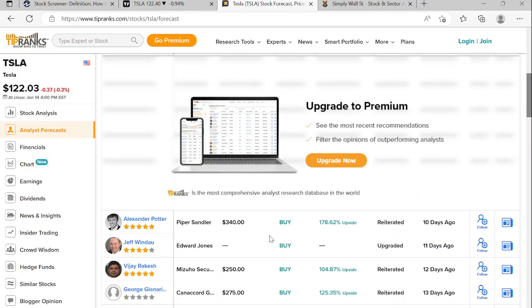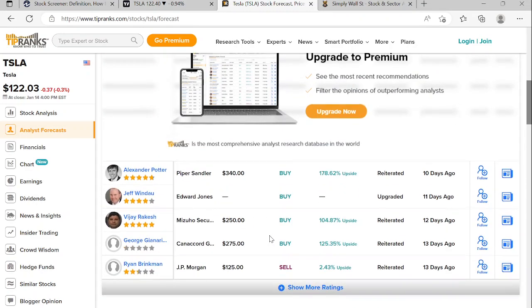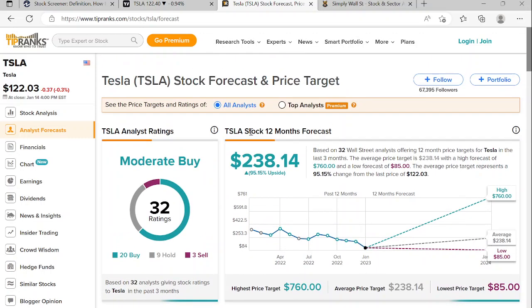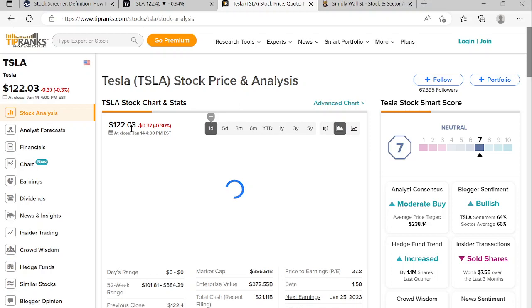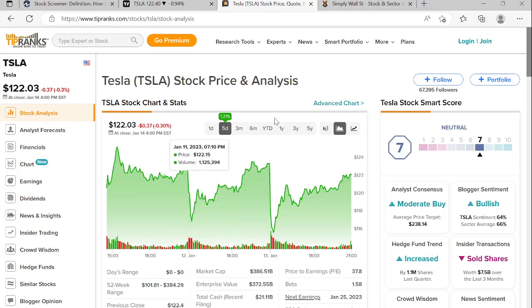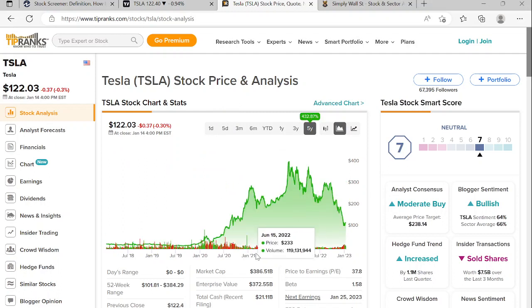And this is like the forecast that the analysts are giving you. So of course this is the free version, so there's not much here. So you can maybe switch to the stock analysis. You can see again what we saw before. You can see what happened with Tesla, and also here there's a score that is assigned by TipRanks.